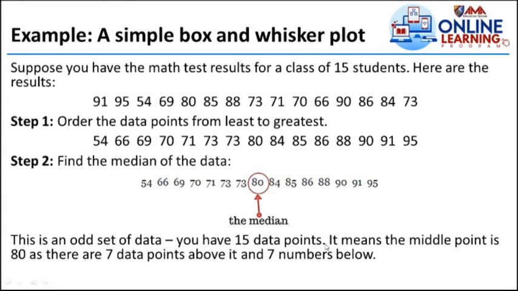You have 15 data points. It means the middle point is 80 as there are 7 data points above it and 7 numbers below. So 7 dito, 7 dito. And this is our middle score, which is 80 po siya.